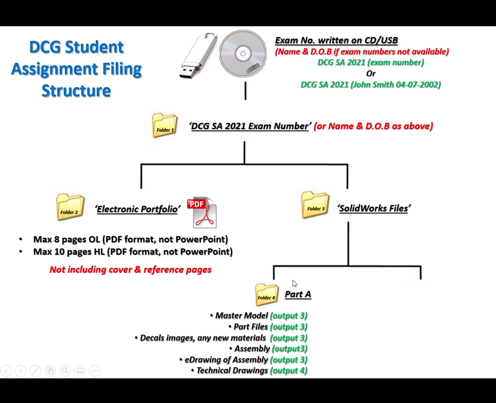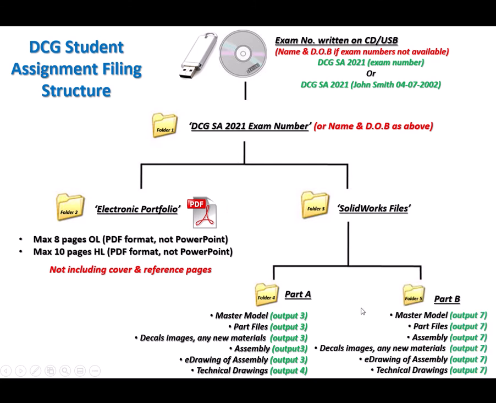Within that folder, Part A, you should have your master model skeleton. You should have all your individual part files. You should have your assembly file, which also has your exploded file built into it. See my videos from the 22nd, I think it was, of December. Any decals or any new materials, make sure they're in there. The e-drawing of your assembly file and your technical drawings, which is your full output for 1 A3 page. Okay, so that's Part A.